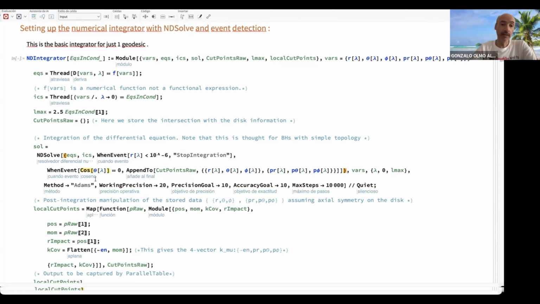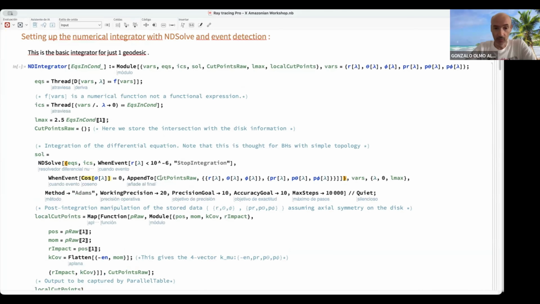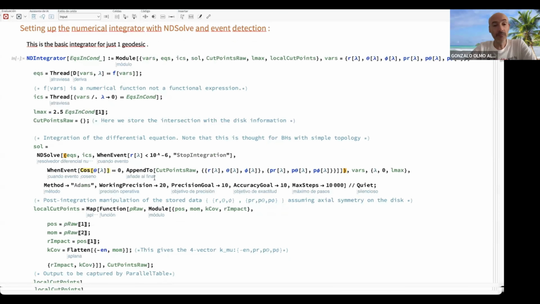So whenever the cosine of theta is 0, this is pi over 2 or minus pi over 2 or 3 pi halves. Then in all those cases, the cosine is 0, and then we have intersections with the accretion disk. So we store data, okay? The cut points row that was initially empty now is filled with some information.